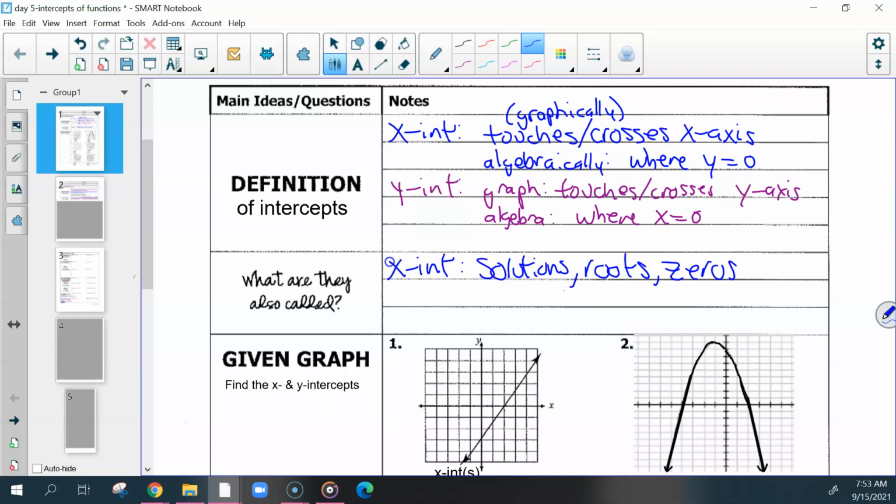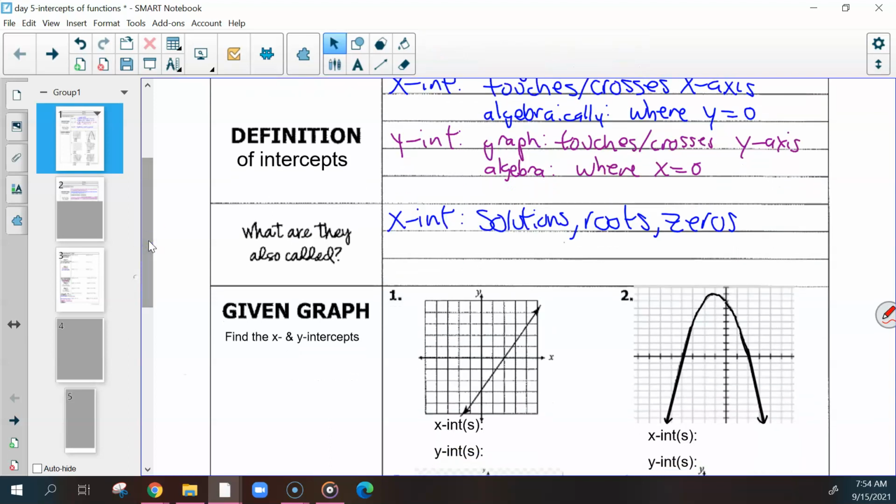So if I say find a 0, I'm still talking about x-intercepts. If I say find the solution, I'm talking about x-intercepts. Roots, same thing. All of those are x-intercepts. So if I say zeros, find the 0 or zeros, you're not finding the y-intercept. That's really all you need to know for that. Before I move on, is anyone still writing that?